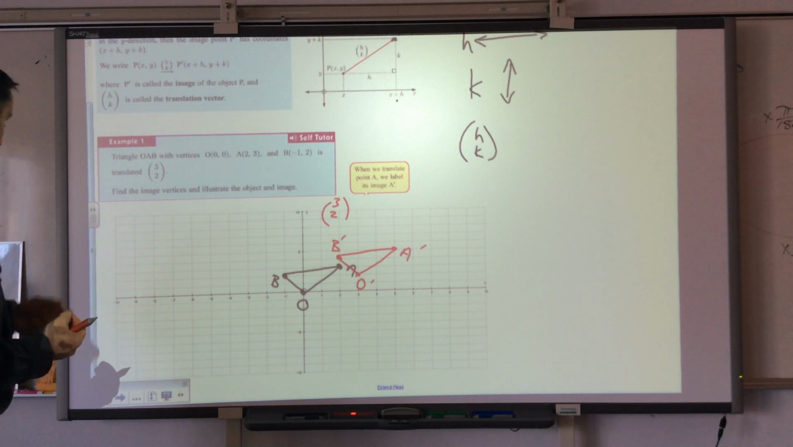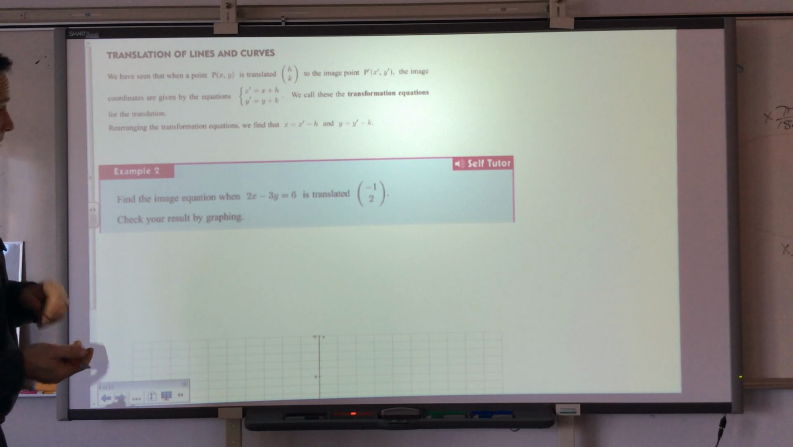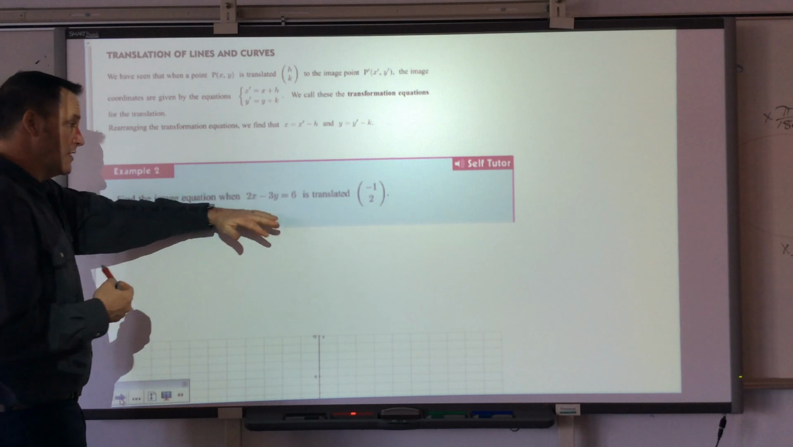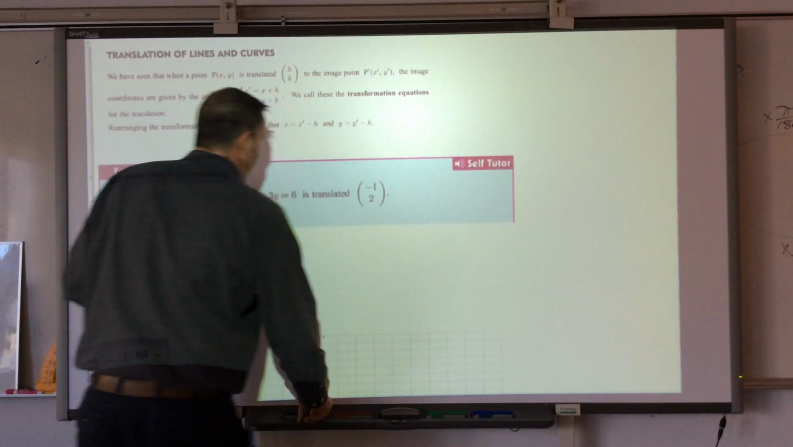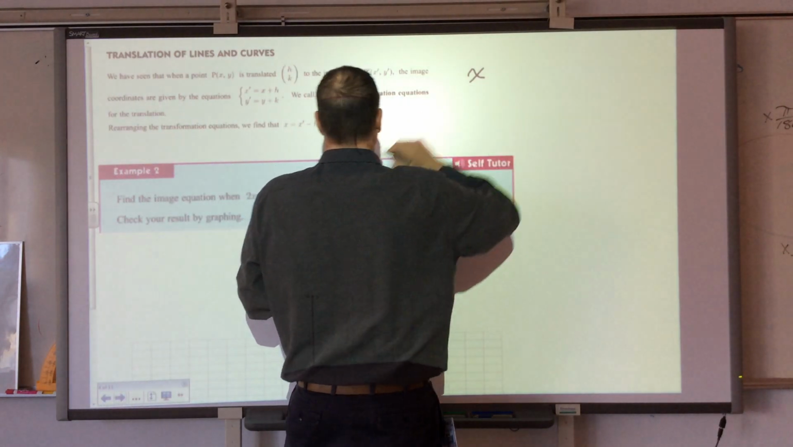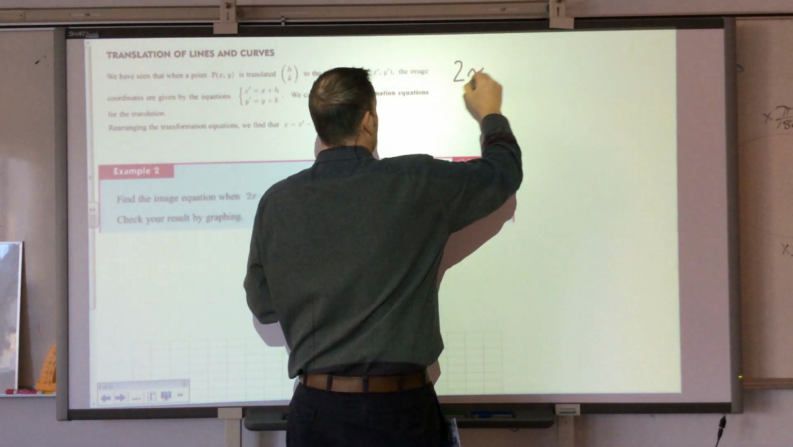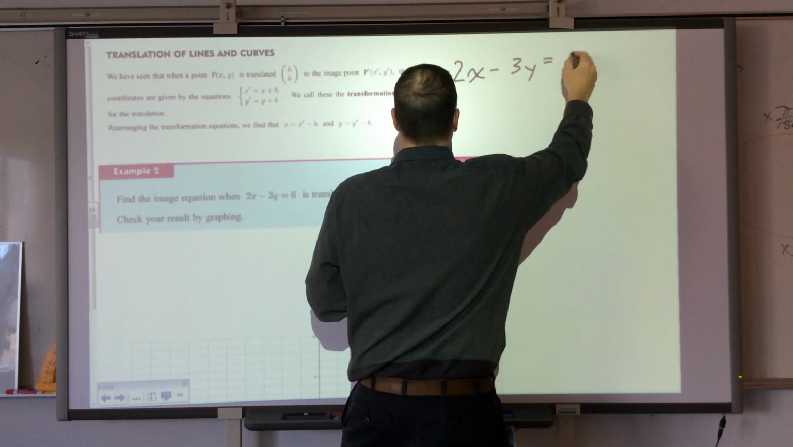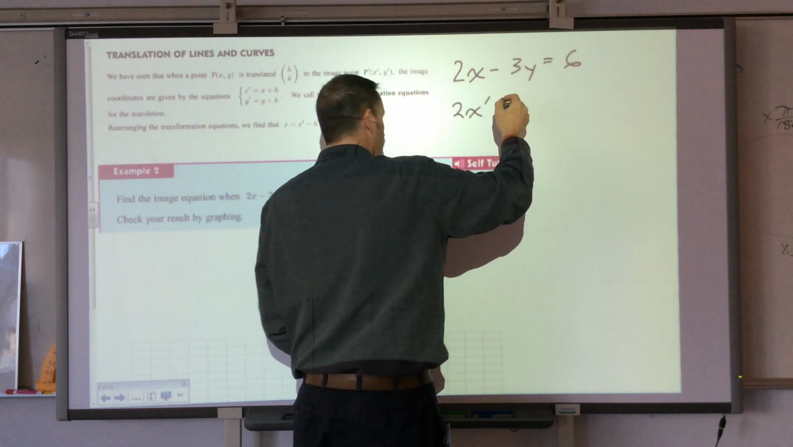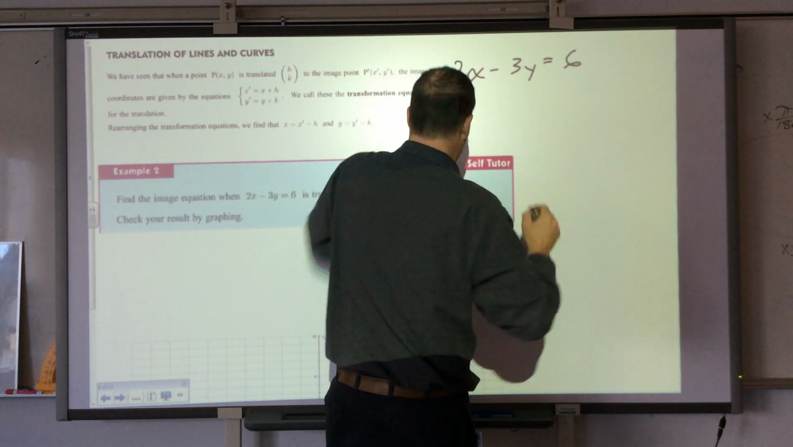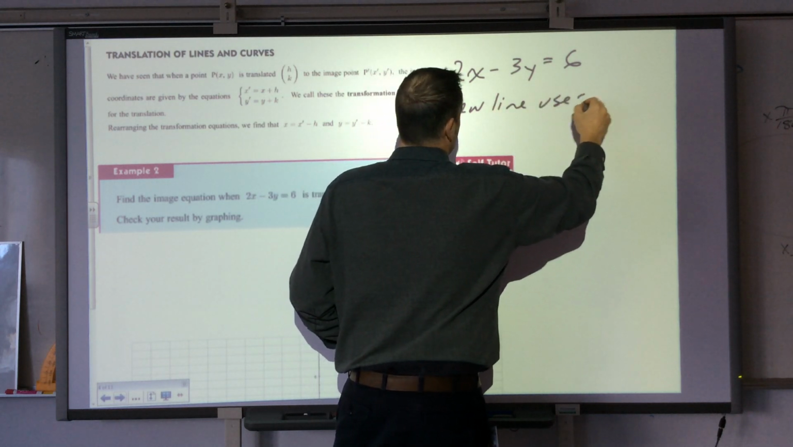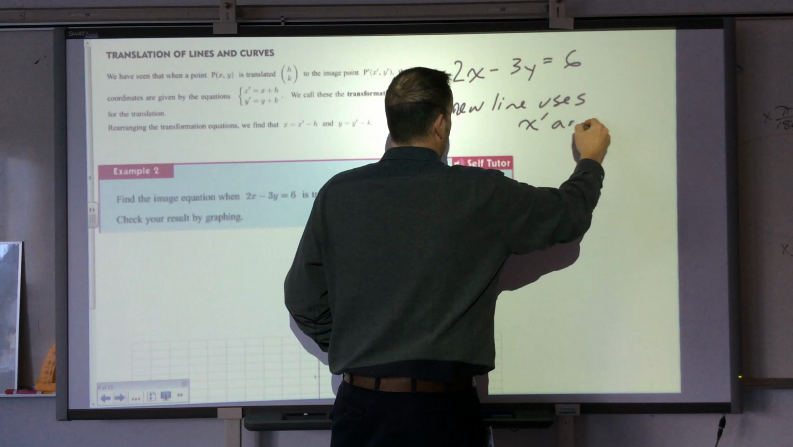Pretty straightforward, I hope. Next, it gets a little bit more complicated. We're going to translate a line or a curve. In this case, we're using a linear equation, so it's a line. And the information is, we have our equation, 2x minus 3y equals 6. My new line is going to use x prime and y prime.